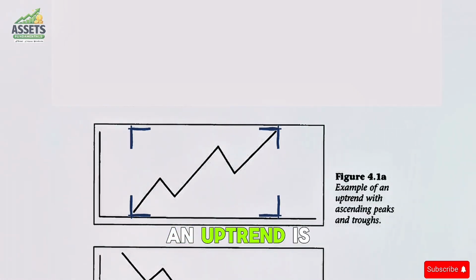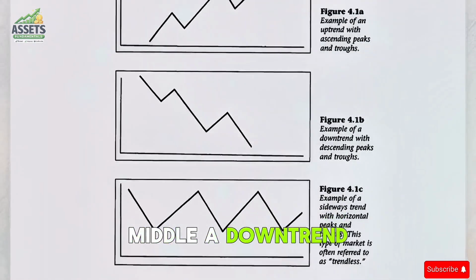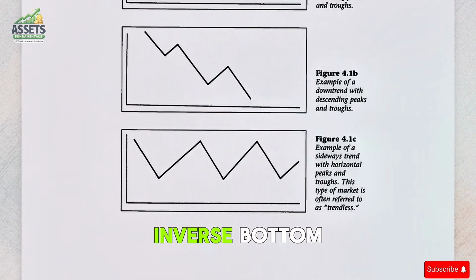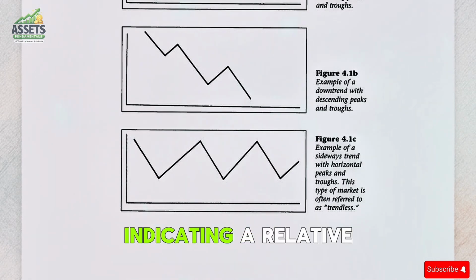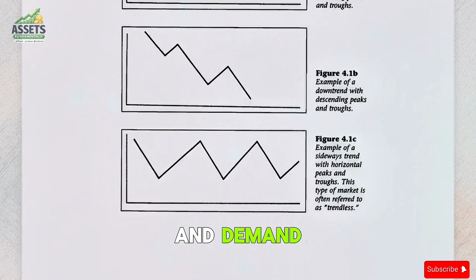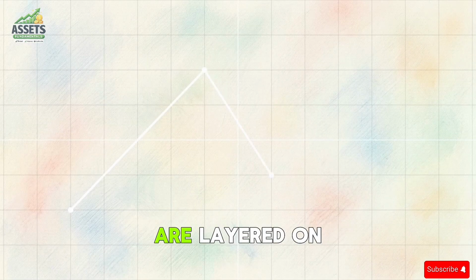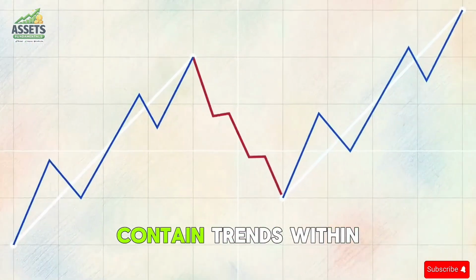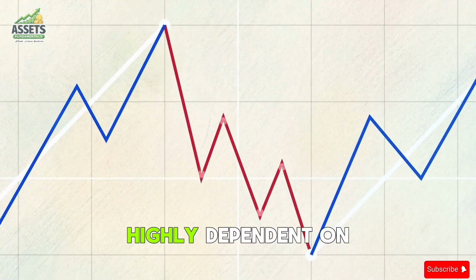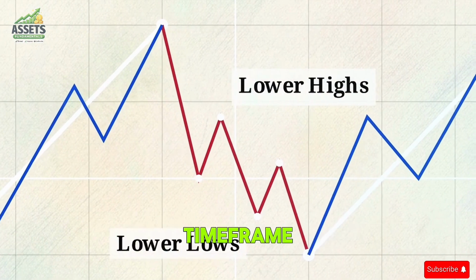Top, an uptrend, is a series of higher highs and higher lows. Middle, a downtrend, is the mathematical inverse. Bottom, when prices move in a flat, horizontal pattern, the market is sideways, indicating a relative balance of supply and demand. These three directions are layered on top of each other in a fractal nature. Market movements contain trends within trends, highly dependent on the observer's specific timeframe.